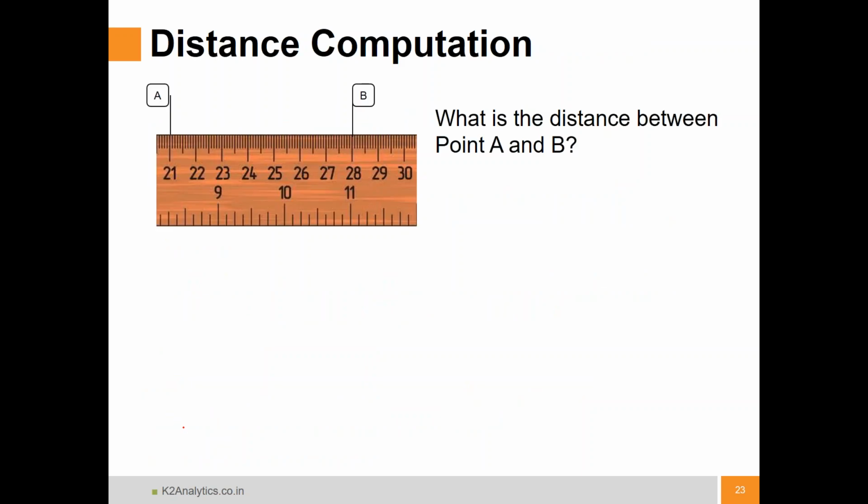This is a scale. What is the distance between point A and B? 7. Very clear. So what we did, 28 minus 21, 7. That is a one dimension space. So if I do segmentation based on age, and when I'm grouping 21 to 25, 25 to 30, I'm doing a one dimension segmentation.